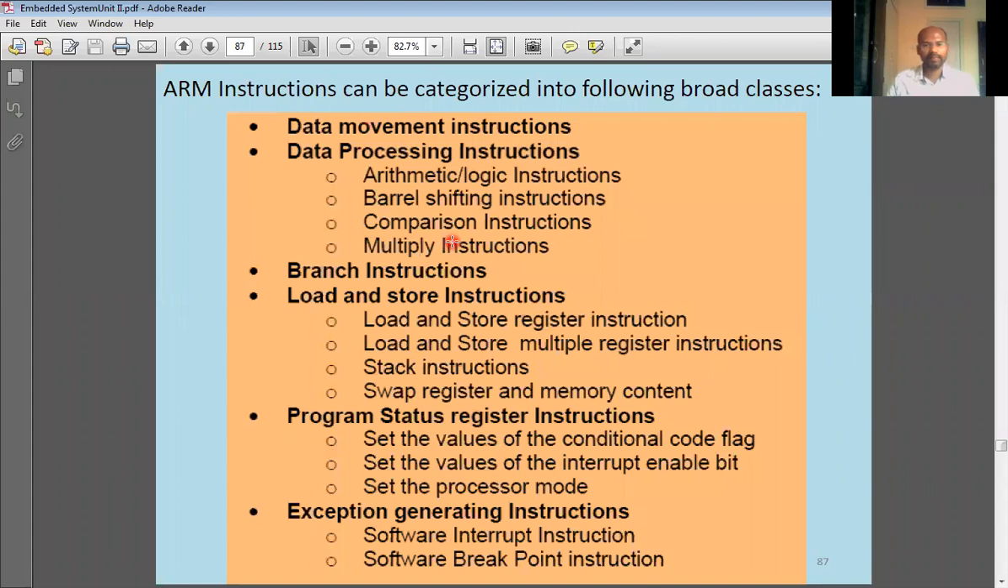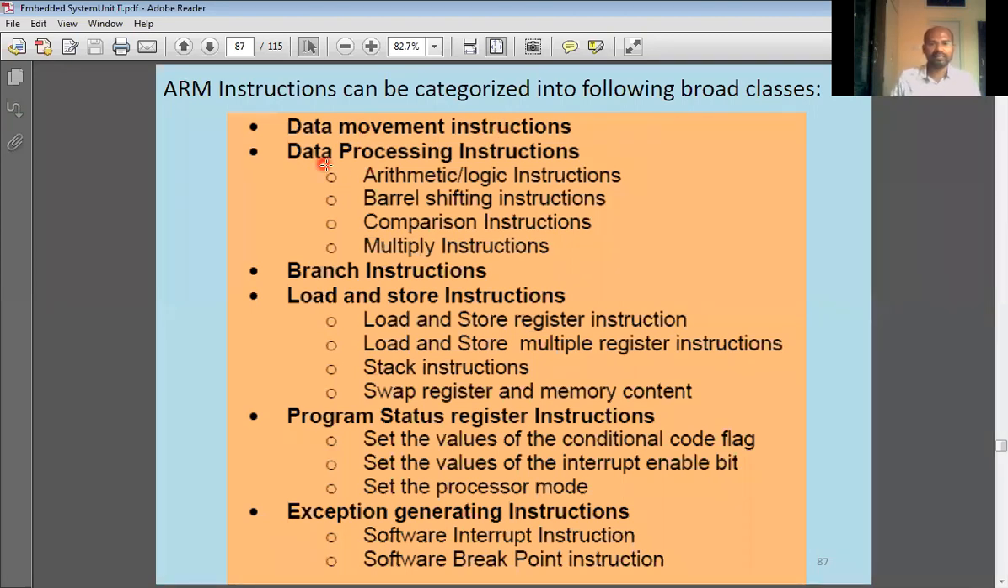Next. So here in this slide, we are seeing the classifications of the ARM instruction set. There are many instructions, and for better understanding we can classify them based on what functionality those instructions deliver. We can classify instructions into the following. Data movement instructions. Data movement instructions means data is moved from one register to another register. Those instructions are categorized under data movement instructions.